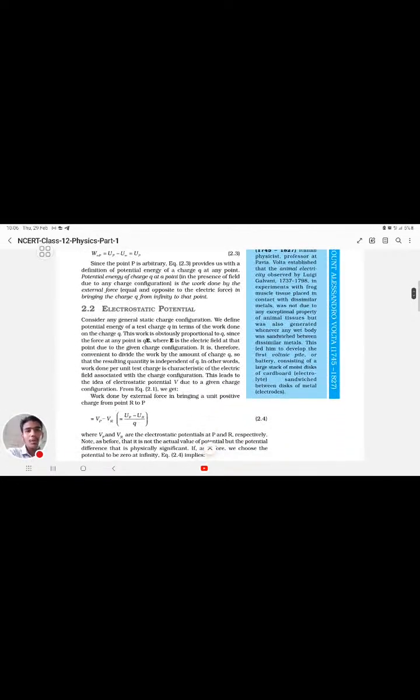Moving down, we will talk about electrostatic potential. So consider any general static configuration. We define the potential energy of a test charge q in terms of the work done on the charge q. So this work is obviously proportional to small q, since the force at any point is equal to q into E, where E is the electric field at that particular point. It is therefore convenient to divide the work by the amount of charge q so that the resulting quantity is independent of q. In other words, the work done per unit test charge is the characteristic of the electric field associated with the charge configuration.